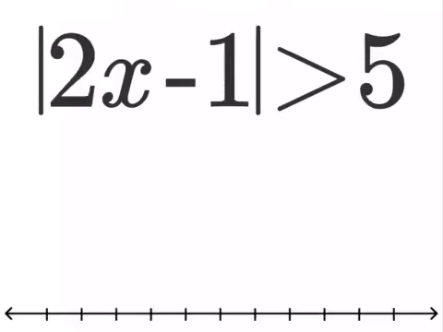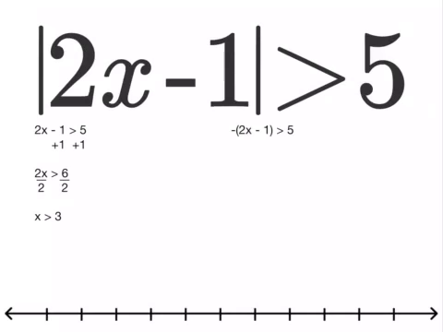Here's another inequality we have. In this case, the absolute value of 2x minus 1 is greater than 5. So our first inequality is just that. 2x minus 1 is greater than 5. Add 1, 2x is greater than 6. Divide by 2, x is greater than 3.